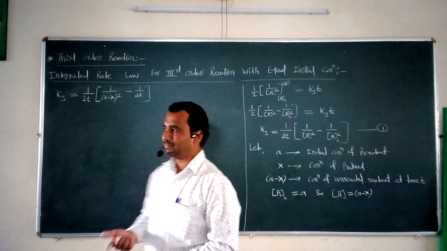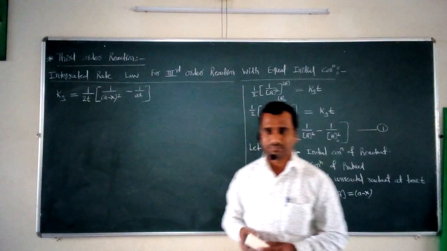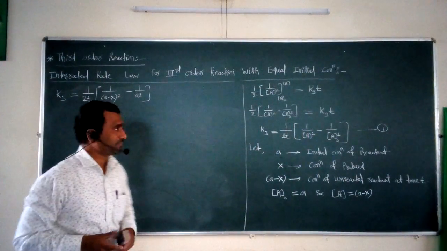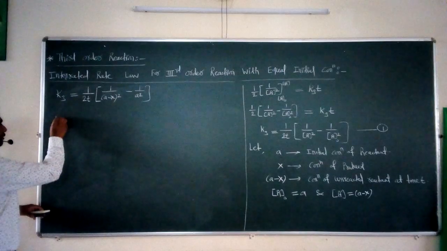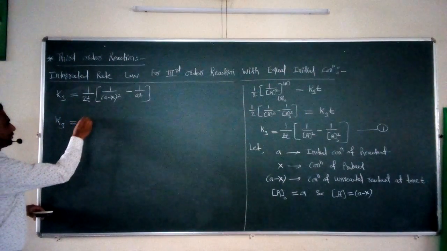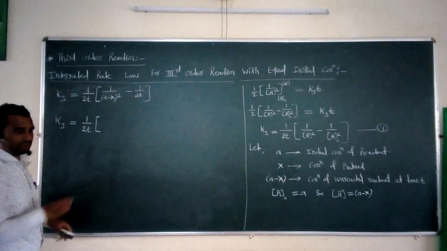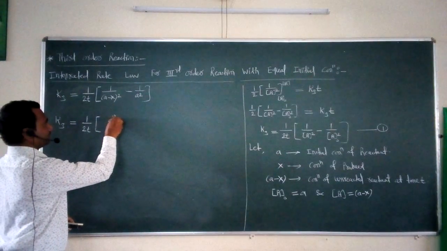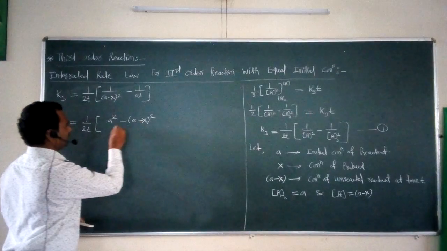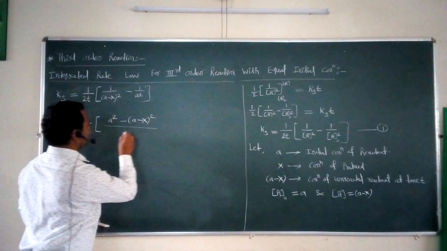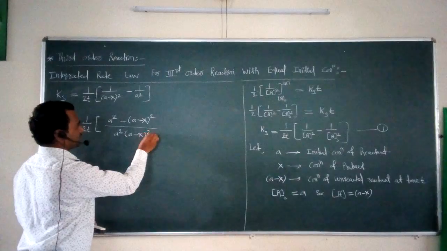Now in the next step, we have to solve this equation in order to get the simplified form for equation number first. If I solve this, you will get K3 is equal to 1 upon 2 into t, in a bracket, a square minus a minus x square, divided by a square into a minus x square.